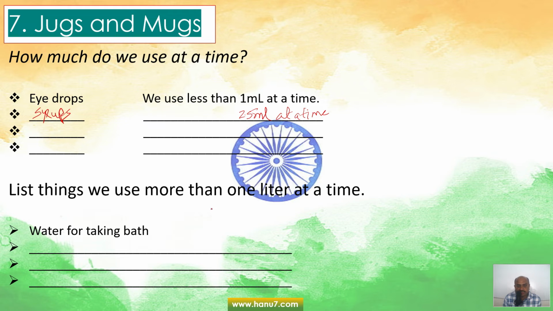List the things we use more than 1 liter at a time. Water for taking a bath. So you can write here water for washing the clothes, and water for washing the utensils, and so on. You fill in the other dashed lines. Not only these two, you can write as many as you can. Now we will move to the next slide.